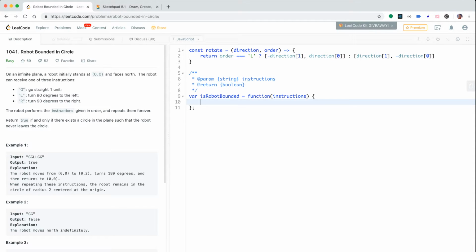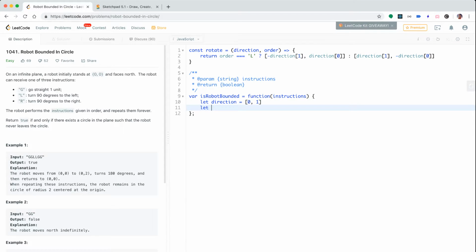So for the instructions we get, we need to get the final coordinates and the final direction. Let direction be, as we are told the initial direction is north, so it should be 0, 1.